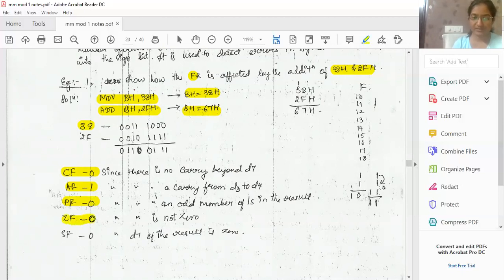Zero flag will be 0 because the result is non-zero. Then sign flag is 0 because you can see here the most significant bit in the 8-bit operation is 0. So sign flag will be 0. Clear? I hope it is very clear till here.